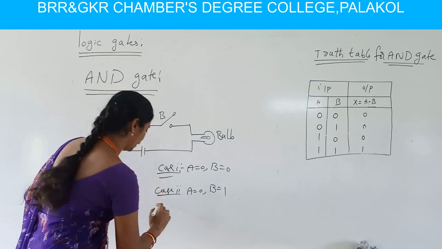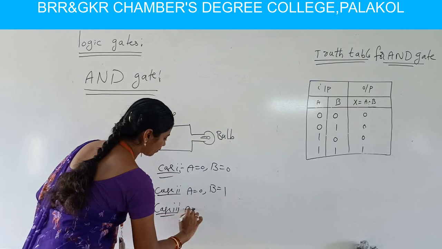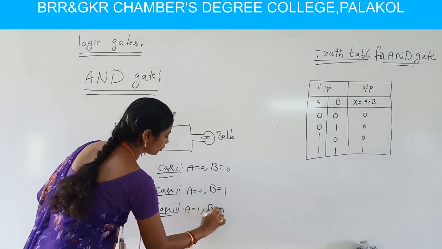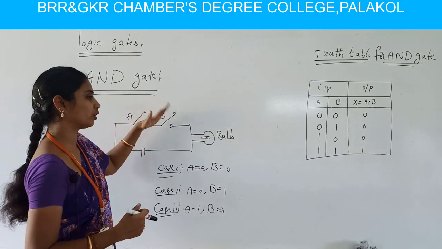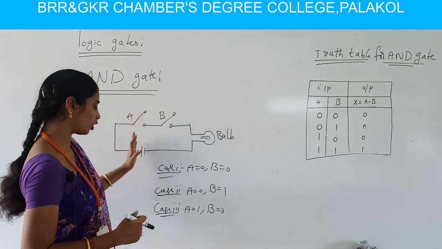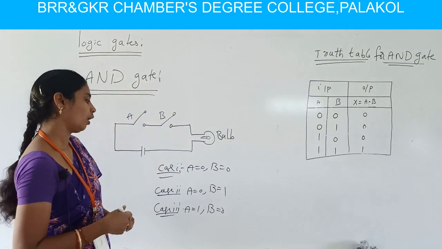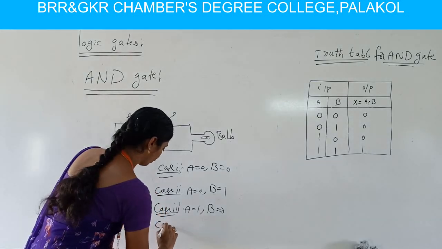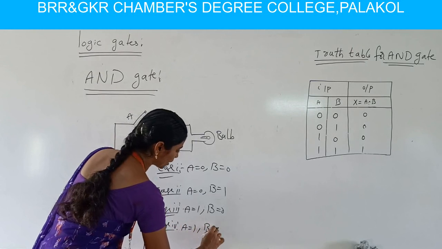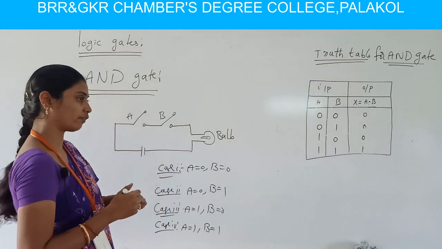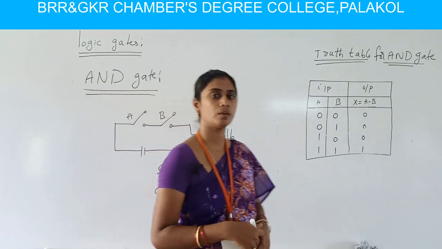Okay, case 3. In case 3, we consider A is 1 and B is 0. So here A switch is on and B switch is off, and automatically the output is 0, the binary product. And in case 4, we have A is 1 and B is 1. It means both switches are closed. Whenever both switches are closed, current flows through the circuit and the bulb glows.